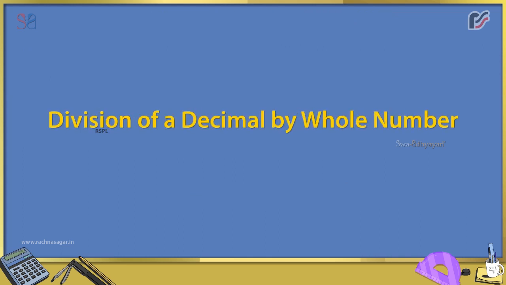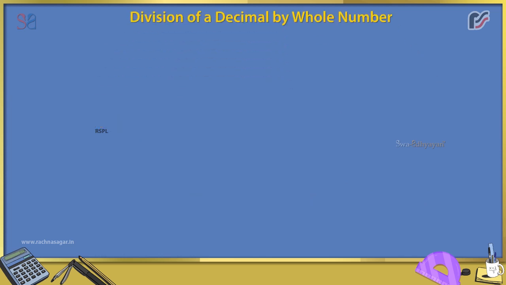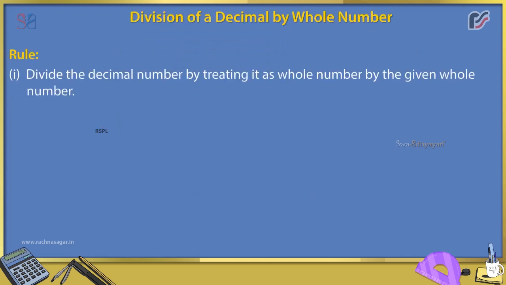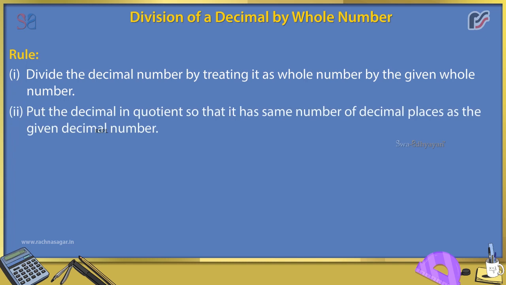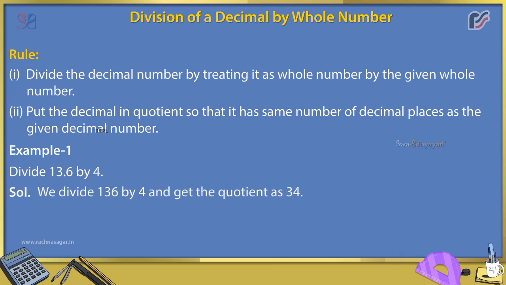Division of a decimal by a whole number. Rule: 1. Divide the decimal number by treating it as a whole number by the given whole number. 2. Put the decimal in the quotient so that it has the same number of decimal places as the given decimal number. Example 1. Divide 13.6 by 4. Solution: we divide 136 by 4 and get the quotient as 34. So, 13.6 by 4 is equal to 3.4.